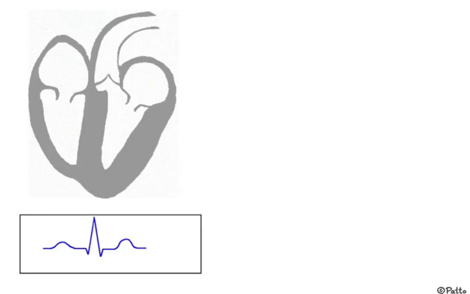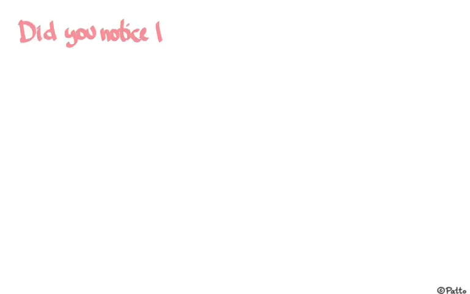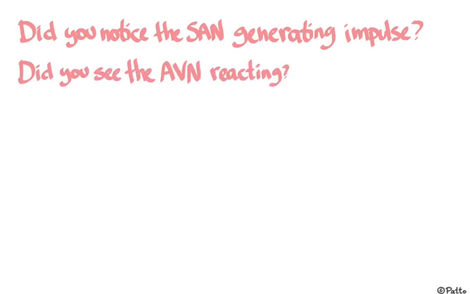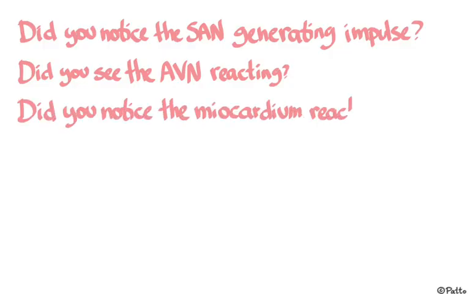Okay. So basically, this here is the EKG, which has a big peak, which is the ventricle contracting, but now you have all this wave going over there. Did you notice the SAN generating the impulse? It spread electricity to the atrium. I hope you did. Did you see the AVN reacting to the signal that got in there and spreading it around? Yes, I hope you did. And did you notice the myocardium reacting and kind of contracting? I hope you did. If you didn't, we have an opportunity to see this again later.